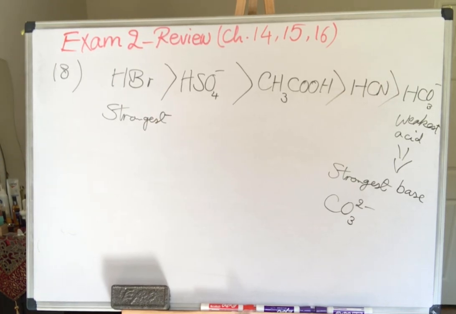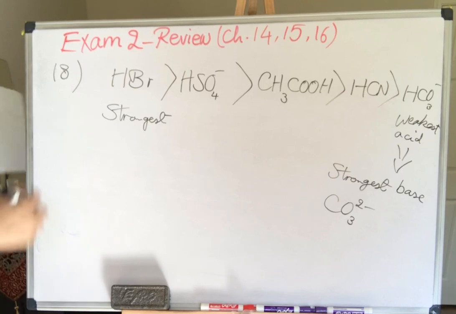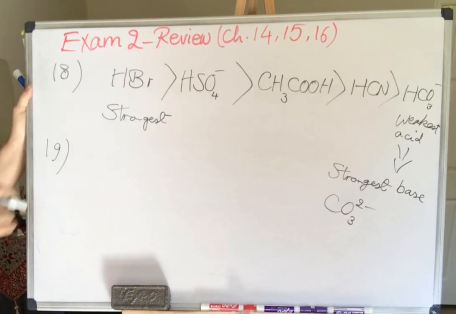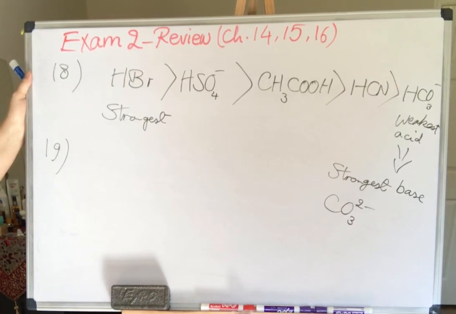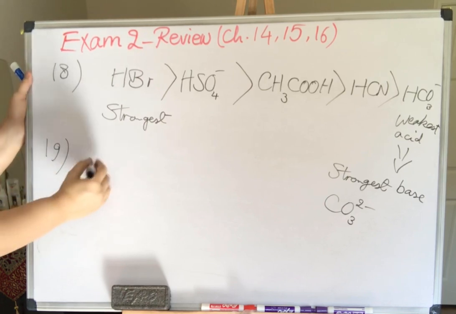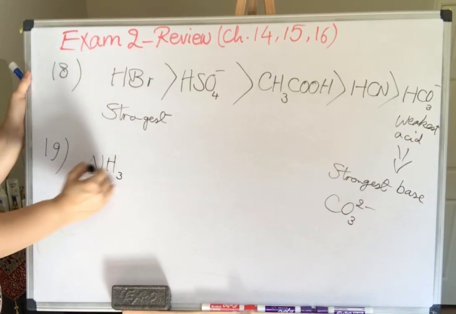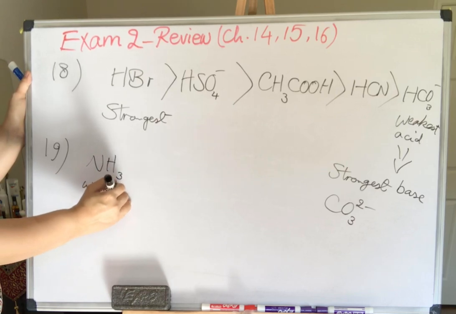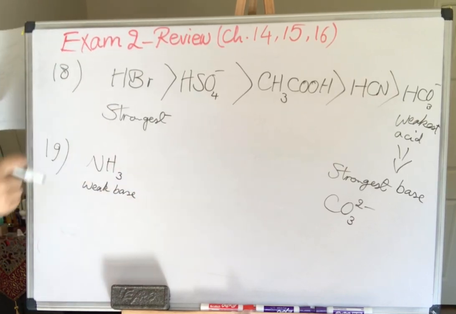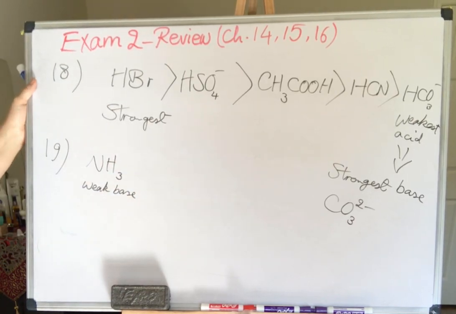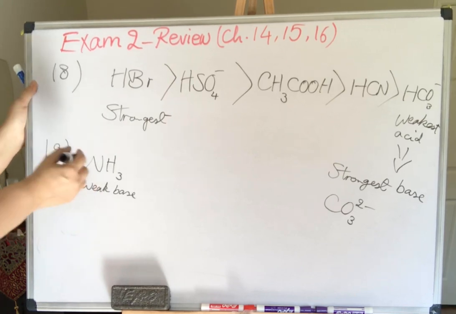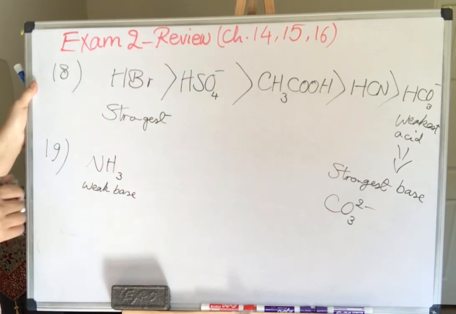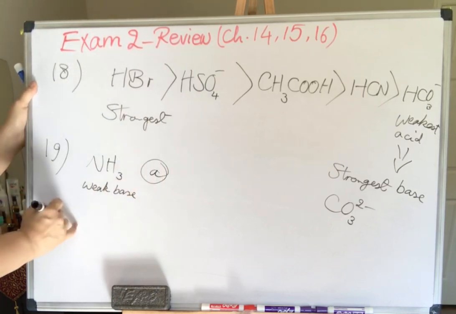For number 19, which of the following statements is true concerning an aqueous solution of the weak base NH3? It says it's a weak base. So A says OH is a stronger base than NH3. Of course, when we say it's a weak base, we know that OH is stronger than any other bases. So A is the correct answer.